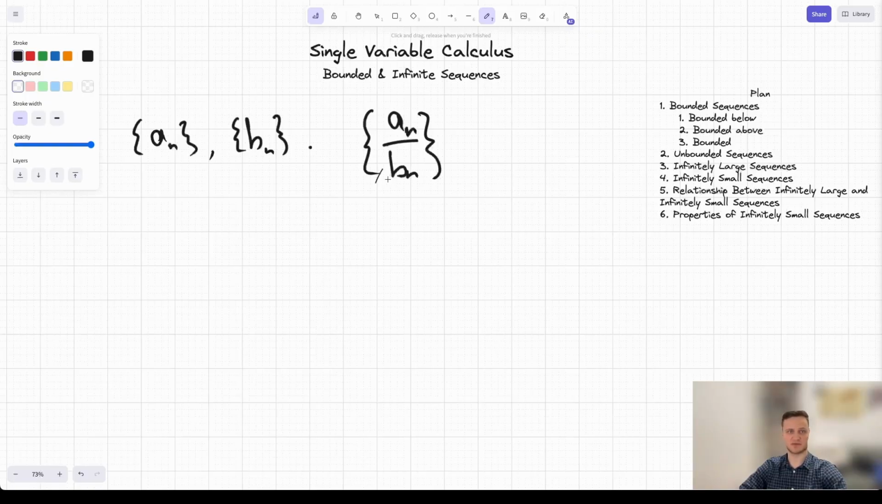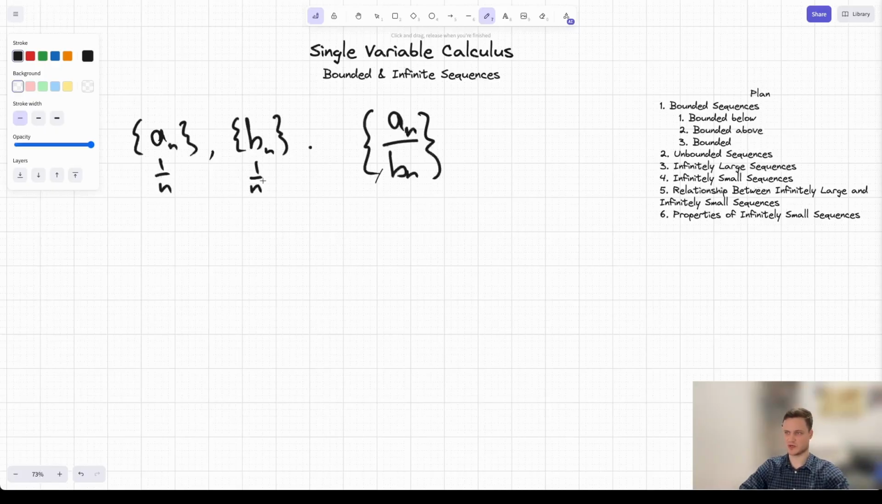Let's look at some examples. If both are 1 over n, and as we may remember, these are two infinitely small sequences, the quotient or the fraction will be a constant sequence where each element is just 1, like 1, 1, 1, and so on, which is not an infinitely small sequence.